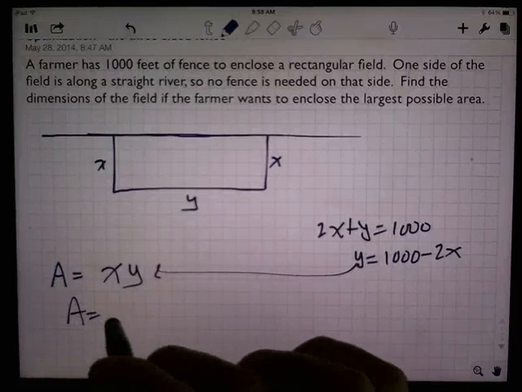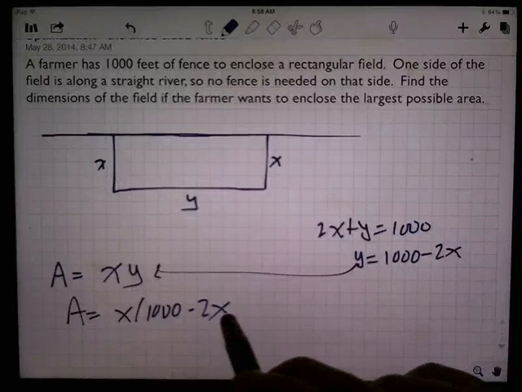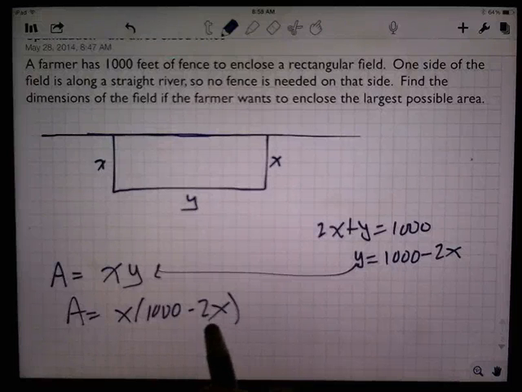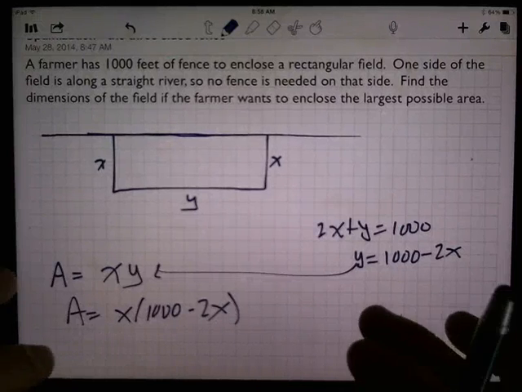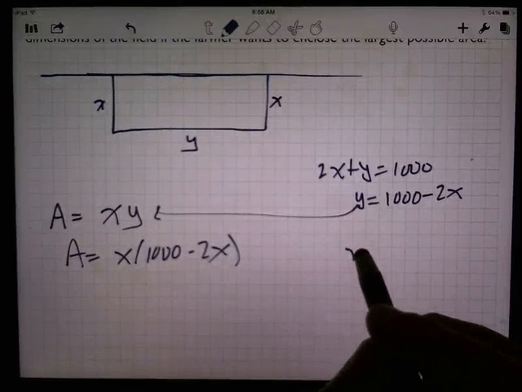So what I have is the area is x times (1,000 minus 2x). Okay. So now the area is what I'm trying to maximize. My variable is x. I have A as a function of x. There are a couple of restrictions on x that I should point out.